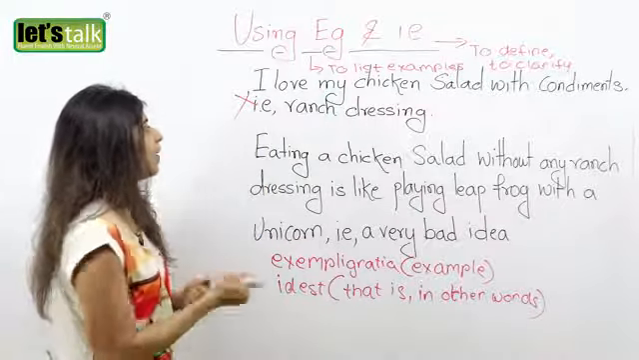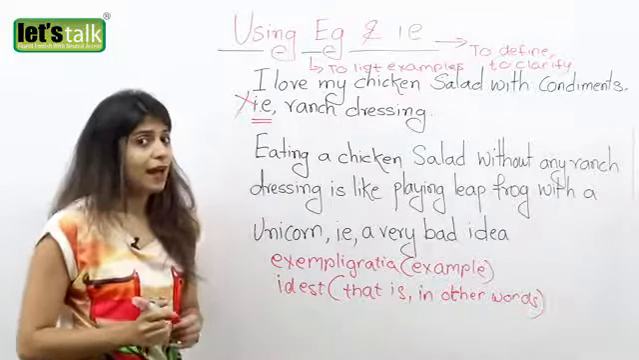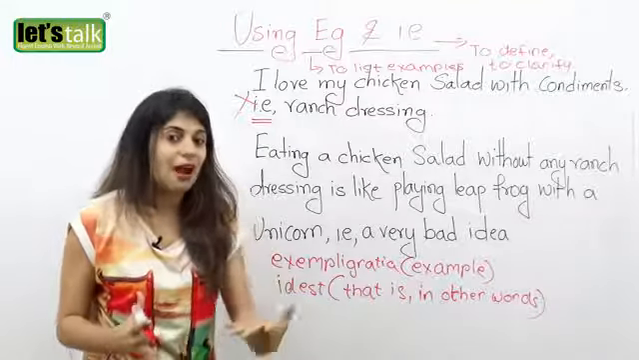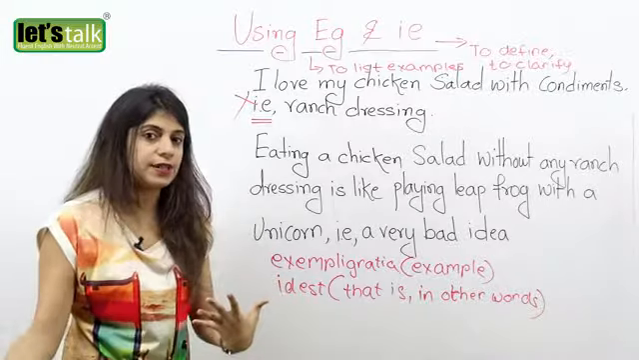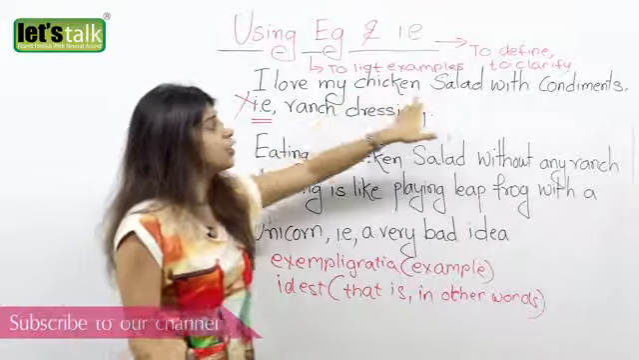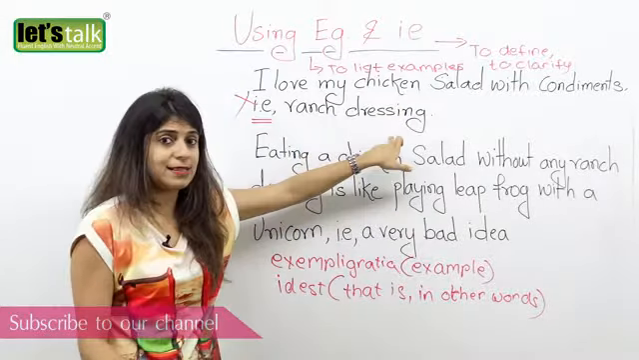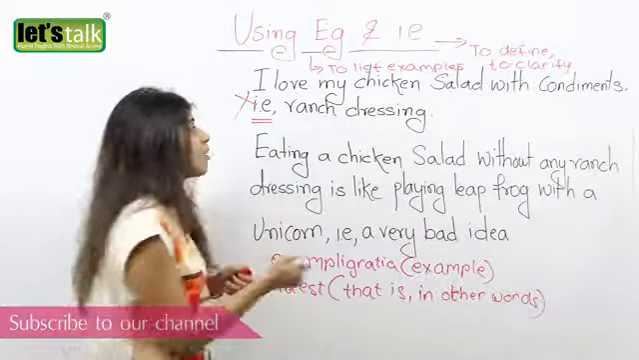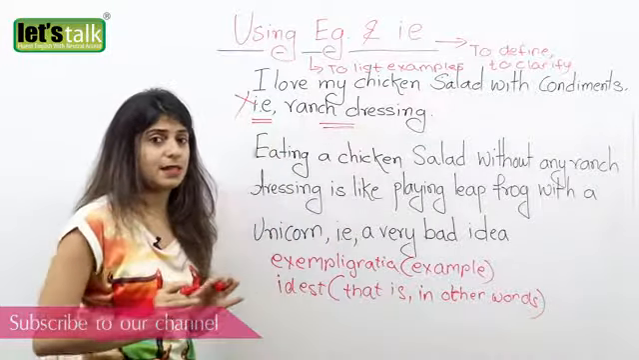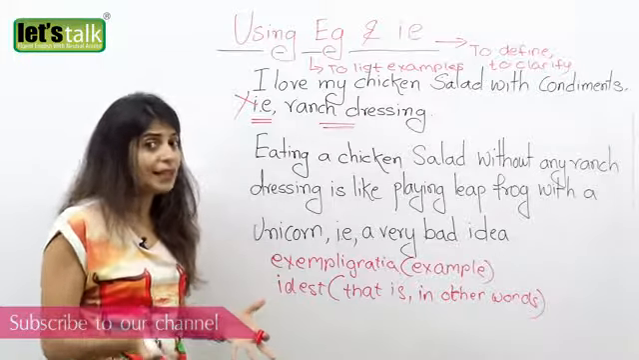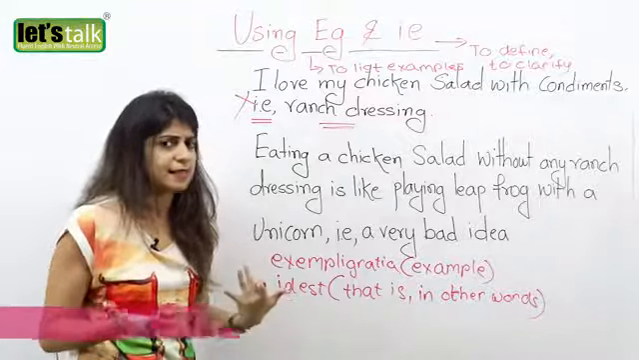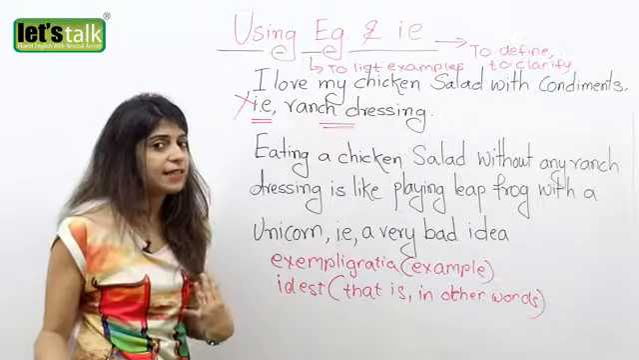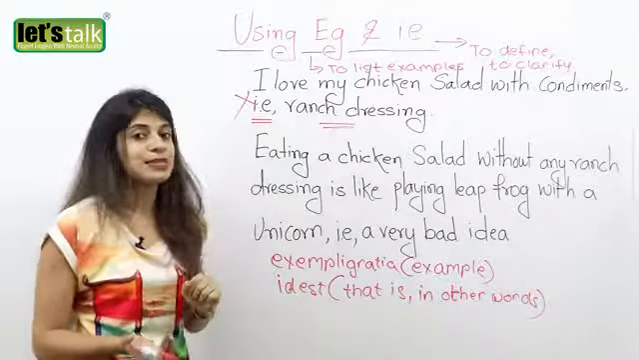Now here if you see, I have used i.e. But as I explained before, i.e. is used only to clarify or say in other words. Now, I love my chicken salad with condiments, i.e. ranch dressing, will be incorrect because here it just gives us an idea that ranch dressing is the only dressing which is available. But that's not right. We have lots of other dressings, isn't it? We have Italian dressing, we have Caesar, we have Thousand Island. So we will not use i.e.